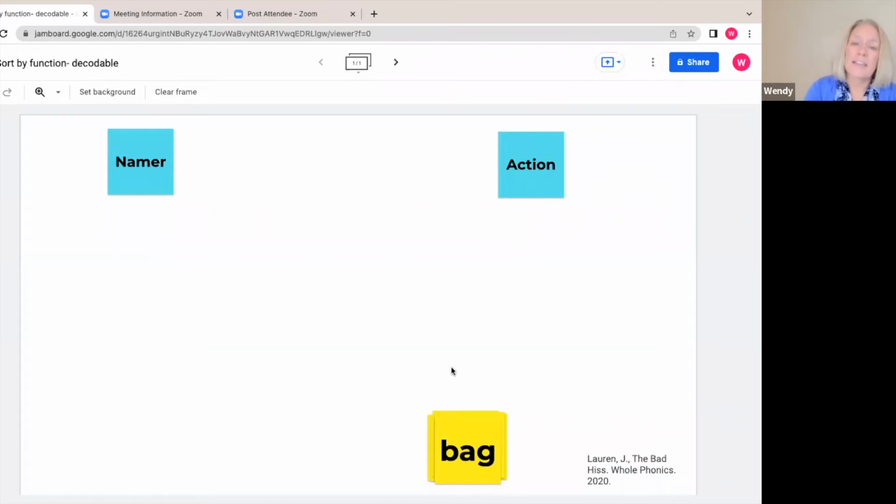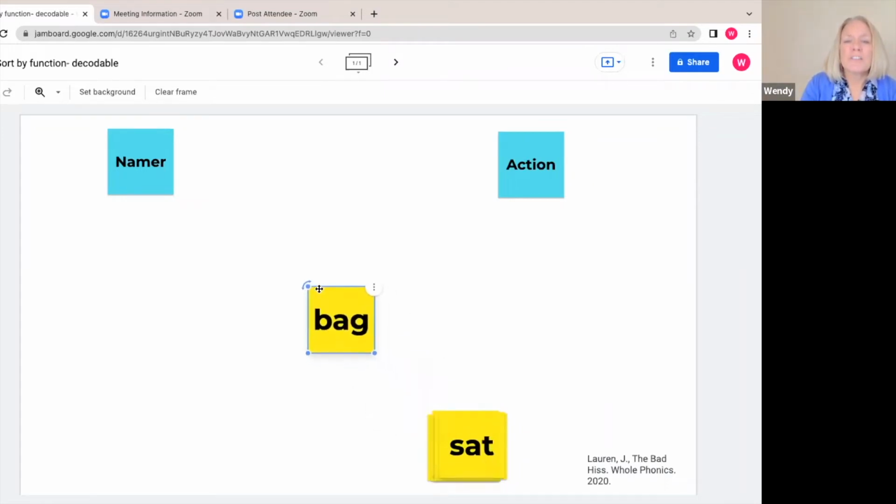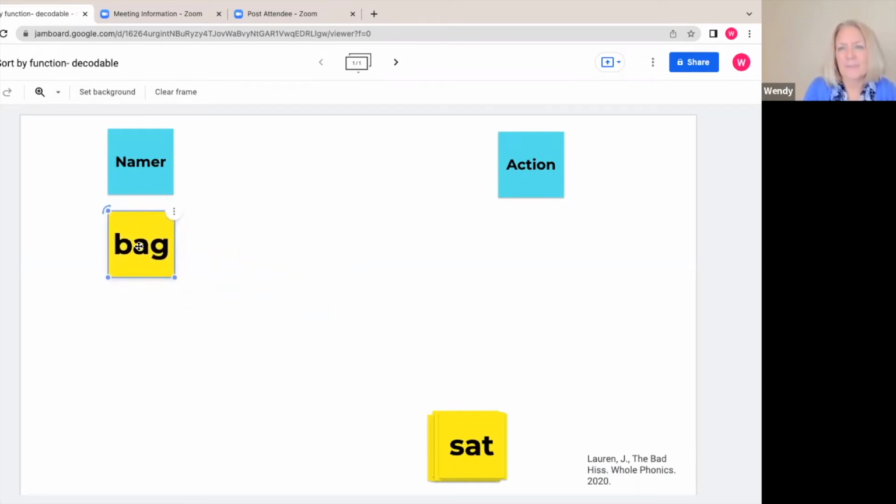So I've collected a stack of words here from my decodable text, and I'm ready to go. So I would show the students exactly what I want them to do. They would get this Post-it note. I would show them how I could sound it out, b, a, g, and then read it fast, bag. And then I would have to think about, is that word a person, a place, or a thing, or is it an action? So I would slide this word over here underneath the namer because it is a thing.